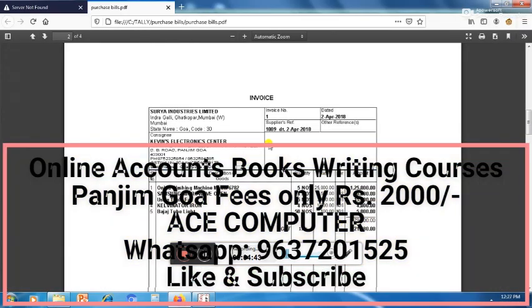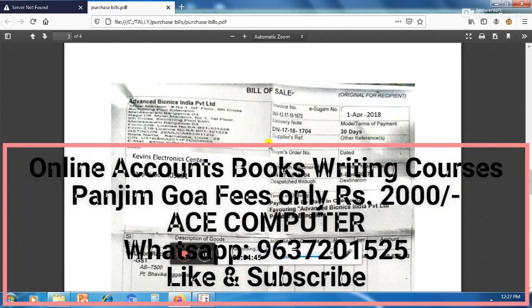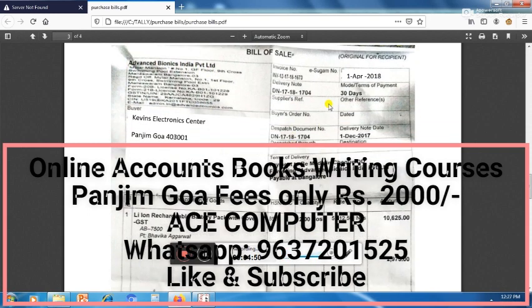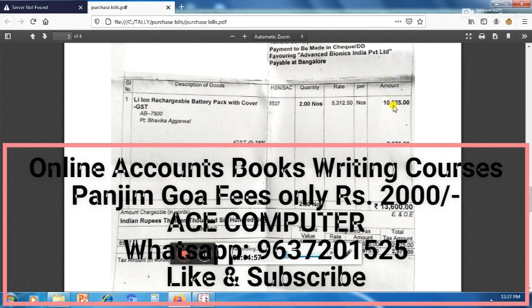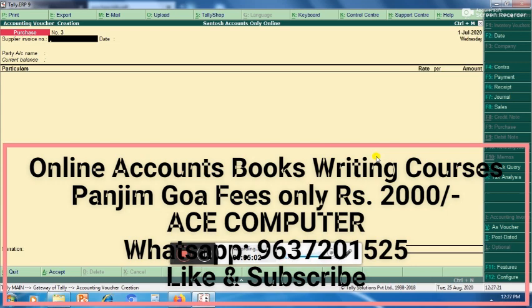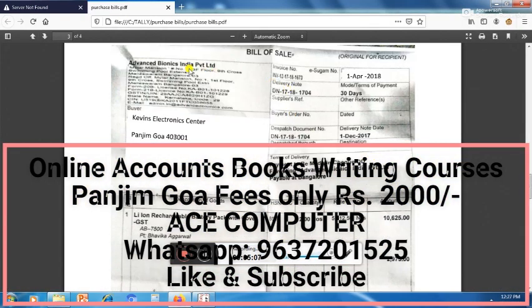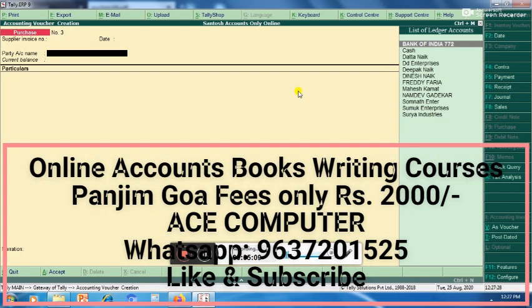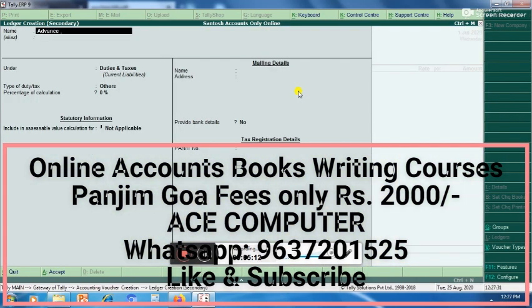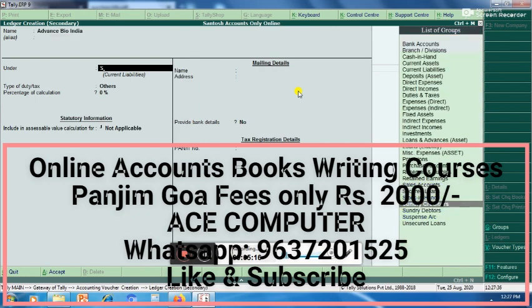Similarly, I'll pass one more. See this, we have purchased goods from Advanced Biotech India Limited. Purchase date is so and so. Then invoice number so and so. Purchase of 10,625. IGST 28%. So what I'll do? I'll put the date, invoice number. Put a date. This one, Advanced Biotech India. Sundry creditor.